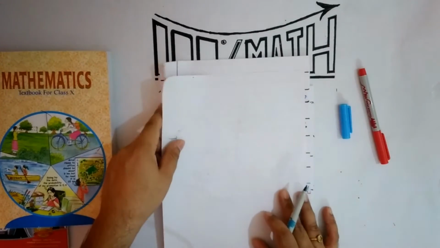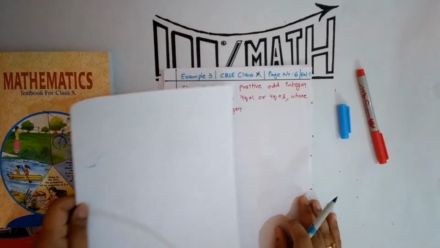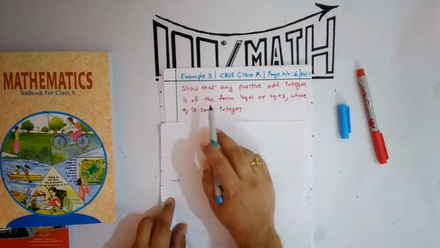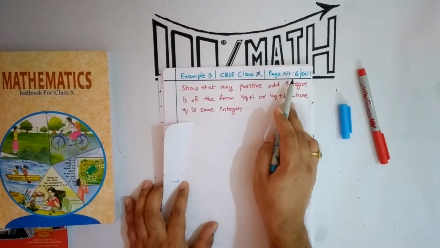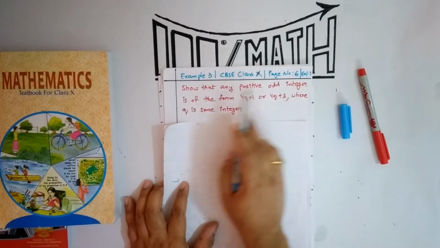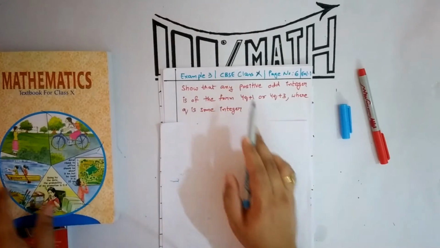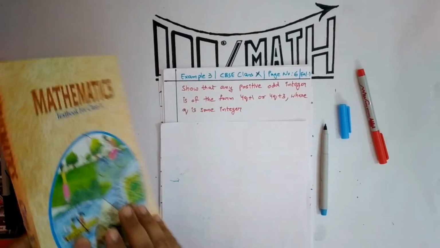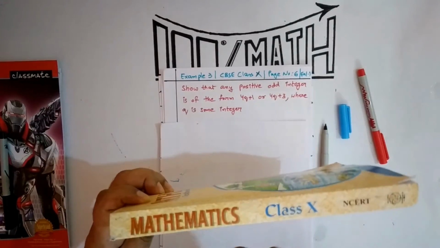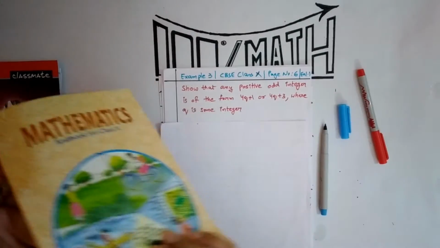So what do we have for you in this video? We are going to solve a numerical from page number 6, exercise 1.1. It's an example numerical from CBSE class 10 textbook. This is the textbook that we are following, Mathematics class 10 NCERT textbook.